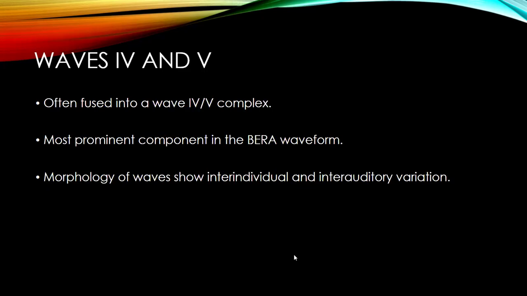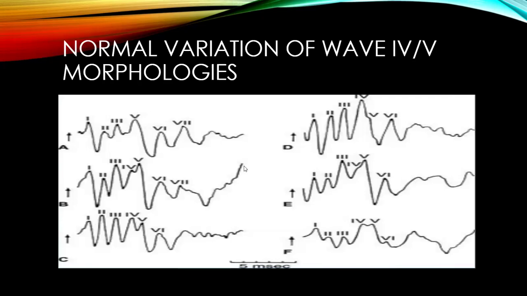Coming to waves 4 and 5, they are often fused into a wave 4 and 5 complex. They are the most prominent component in the BERA waveform, and the morphology of the waves shows inter-individual and inter-aural variation. So wave 4 and 5 is different within the person and also between two individuals. Between the two ears there is a difference, and between two individuals also there is a difference. This is the morphological variation we usually see. In one ear, there might be just a wave 5 complex. In another, there might be wave 4 and 5 complex superimposed together. So there are multiple variations in these waves.